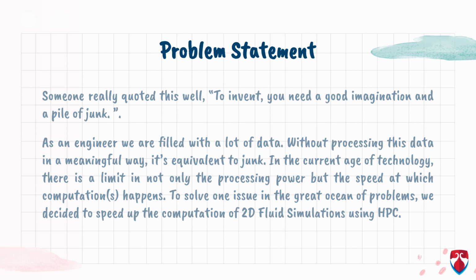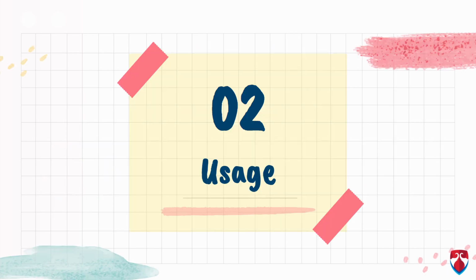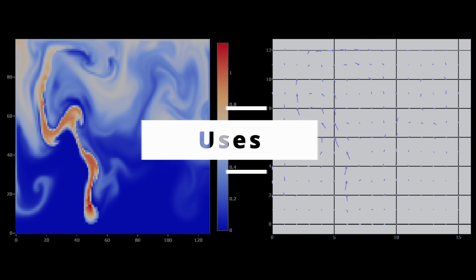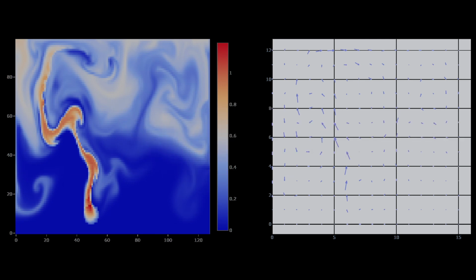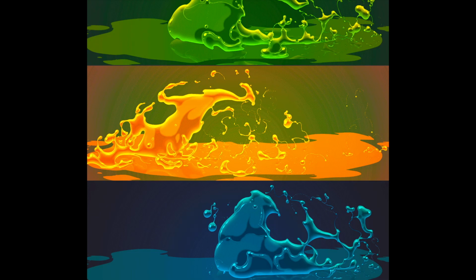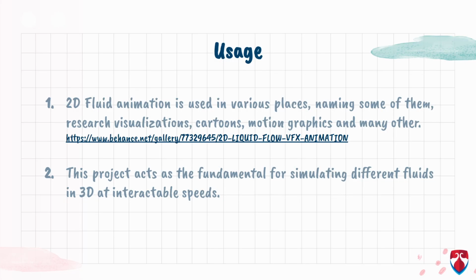To solve this issue in the great ocean of problems, we decided to speed up the computation of 2D fluid simulation using HPC. This 2D fluid simulation can be used in various places, naming some of them: research visualization, cartoons, motion graphics, and even many animated movies. It can even act as a fundamental base for simulating different fluids in 3D at interactable speeds.